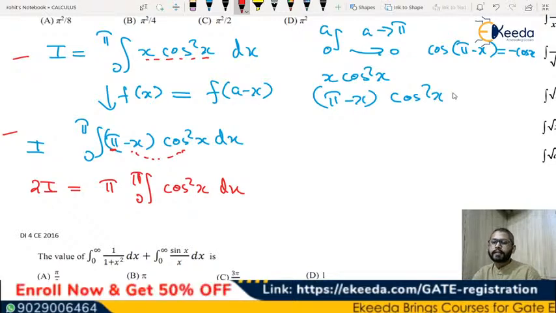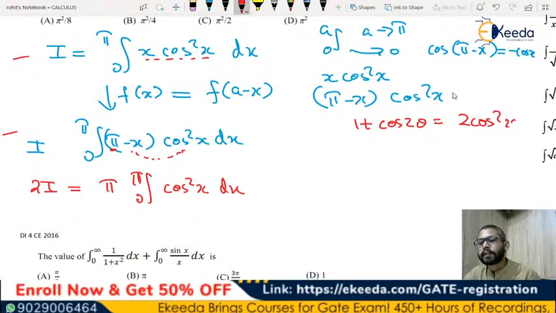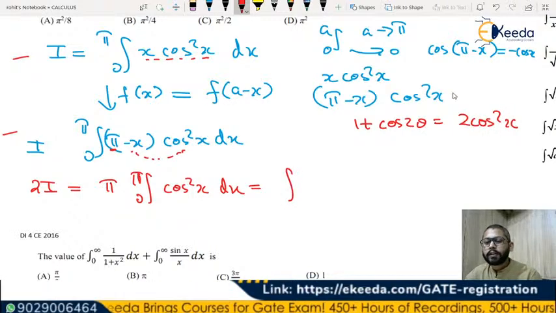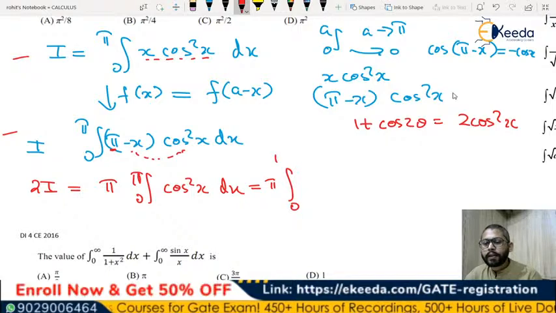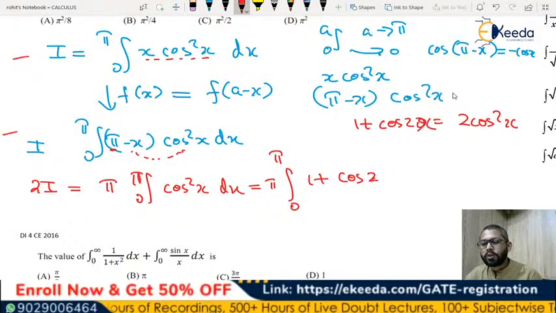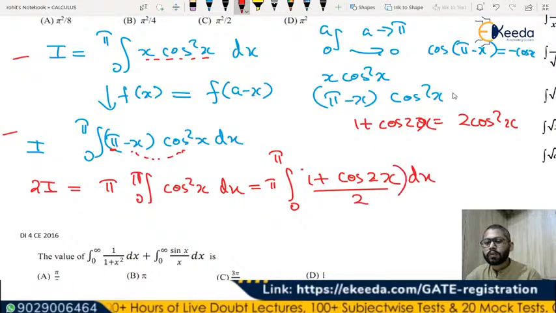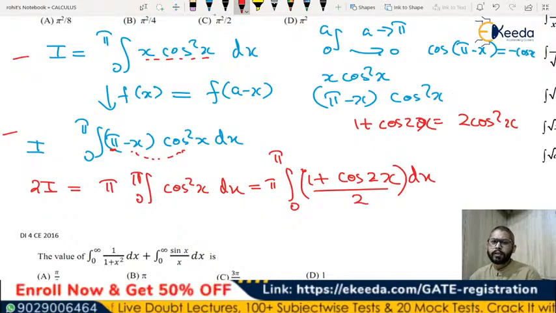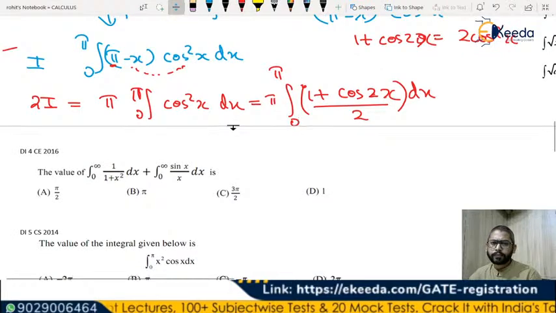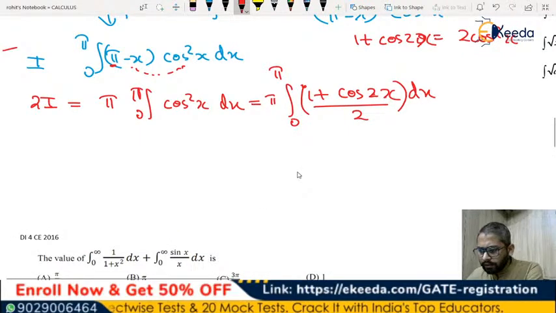So you have to integrate this, and we also know the formula 1 plus cos 2 theta is equal to 2 cos square theta. So you can write this to be pi, 0 to pi, (1 plus cos 2x) by 2, right? So now it is very simple. You can integrate this and you can get the answer also. Yes, B is the answer.